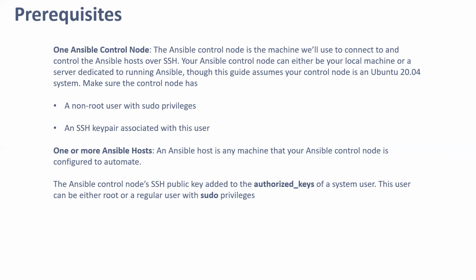An Ansible host is any machine that your Ansible control node is configured to automate. The Ansible control node's SSH public key is added to the authorized keys of a system user. This user can be either root or a regular user with sudo privileges. While there are many popular configuration management tools available for Linux systems, like Puppet and Chef, why are we choosing Ansible? That's what the question may arise in your mind.